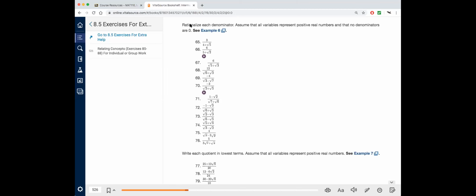So to rationalize basically means to get rid of the radical, but you can't just ignore it and erase it. You have to do something to keep the fraction, the ratio, the same. You've got to get an equivalent fraction to this, similar, but without the radical. So let's see how to do that. Let me open the whiteboard.